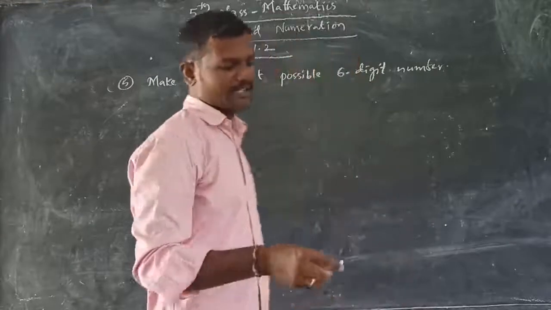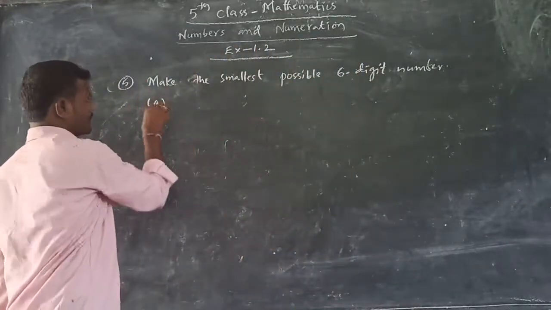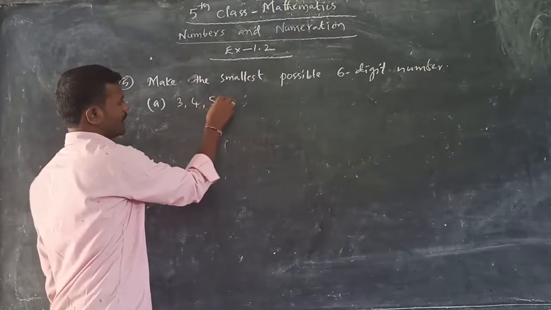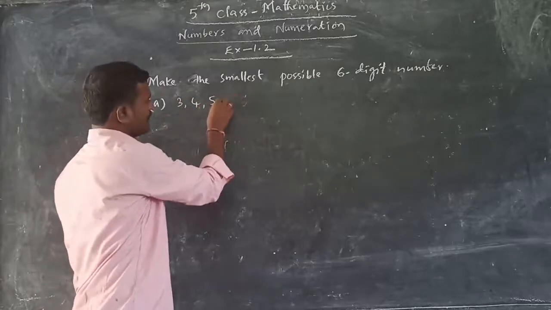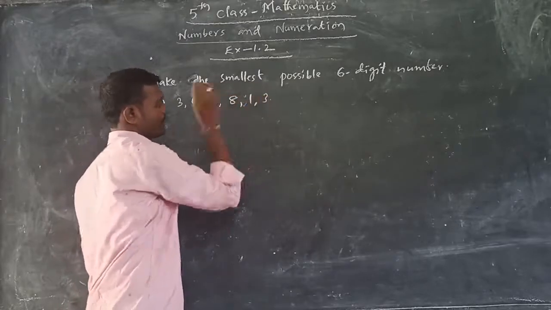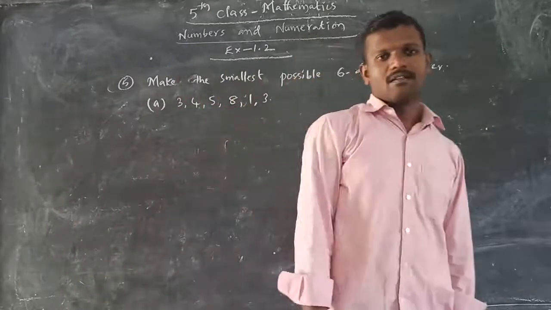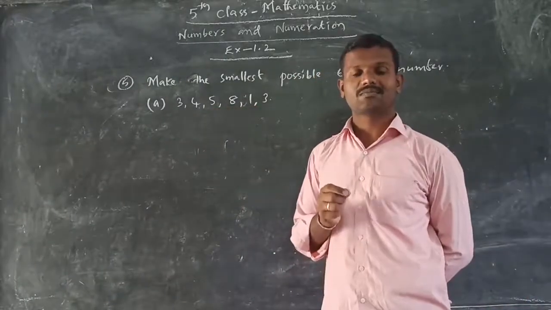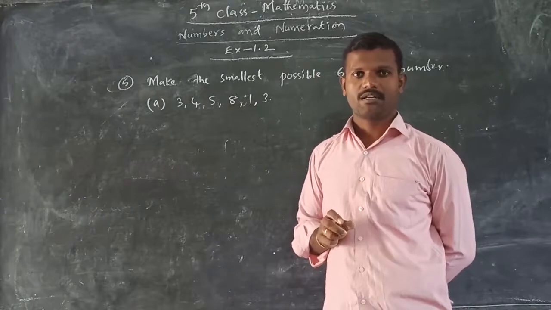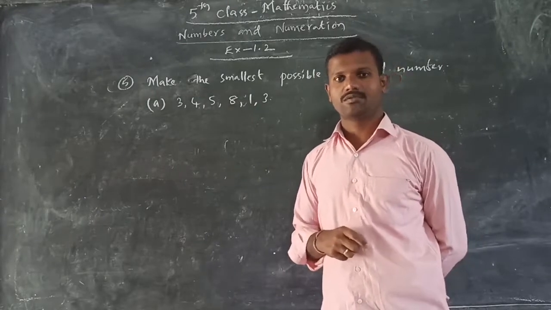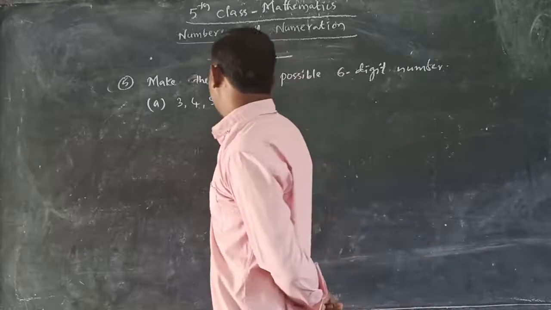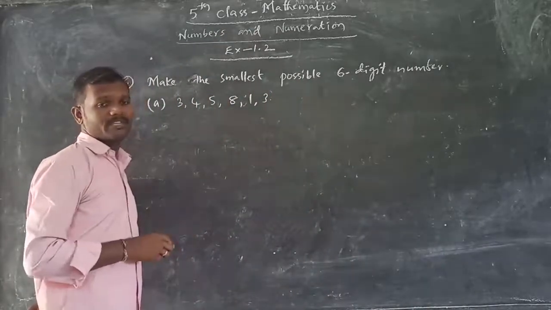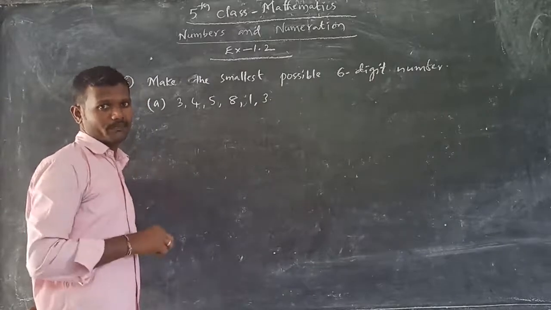What are the digits given here? In problem A, some digits are given. What are those? 3, 4, 5, 8, 1, 3. Okay, these digits are given. By these digits, what do we have to write? We have to write the smallest number. To write the smallest number, take the given digits and arrange them in ascending order. Ascending order means from smaller number to bigger number.